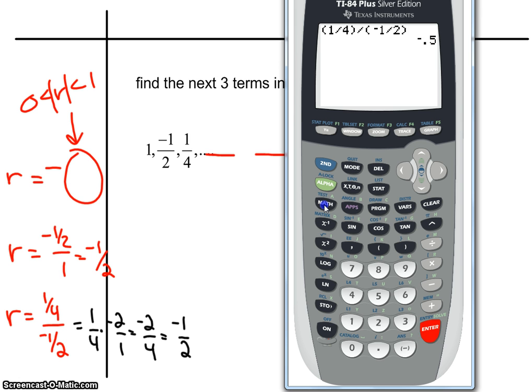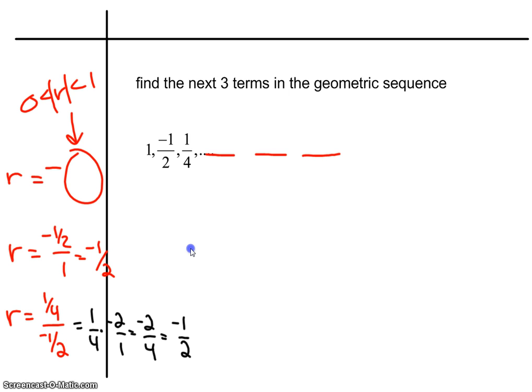And again, if I use that math button, I can turn it back into a fraction. Because if I start with fractions, I should end with fractions or work with fractions. Okay, so now all I have to do is multiply everything by negative 1/2. Remember, 1/4 times negative 1/2: you multiply your numerators, multiply your denominators.